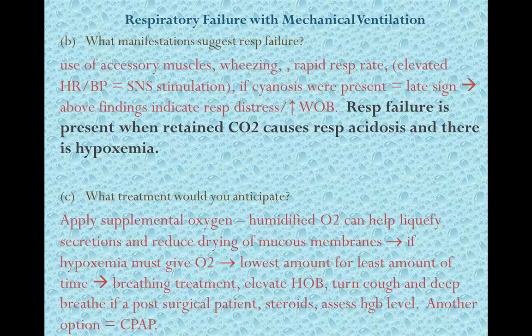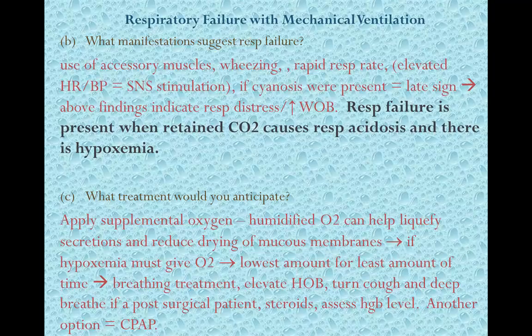You wouldn't just give them the highest amount possible. It would either be very, very specific oxygen delivery, and that's where the respiratory therapist will come in for this. But the rule of thumb is usually give the lowest amount for the least amount of time, and to ensure oxygenation of the patient. That's the whole thing with O2.